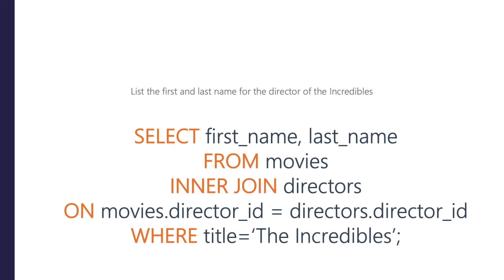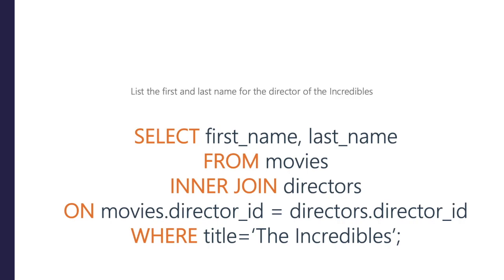It says we can do this either using the join or a where command, but it's really recommending to use the where command. So that's what we're going to do here. In this one, we're going to select the first name and last name of the director, use the table from movies, do an inner join on directors, and then we say where the title equals Incredibles. So what this is saying is that we want to return only the movie that has the title Incredibles.